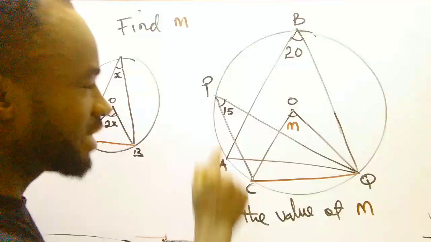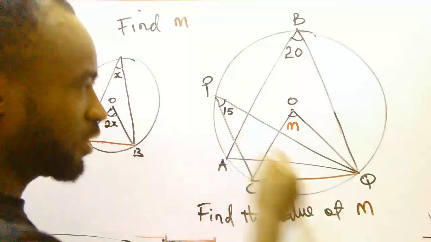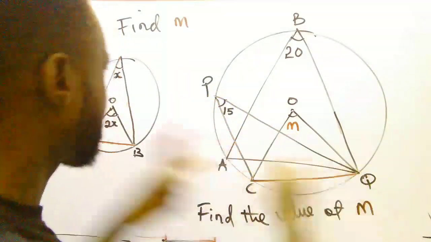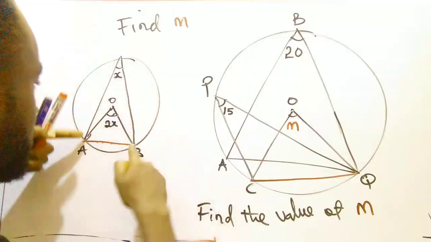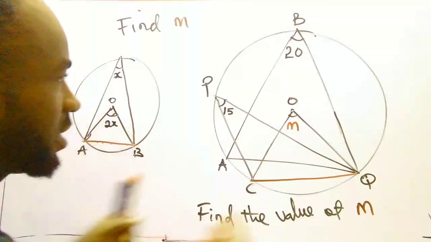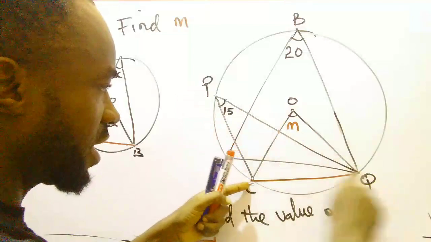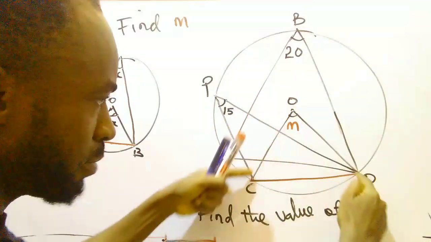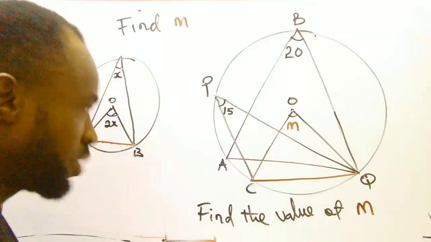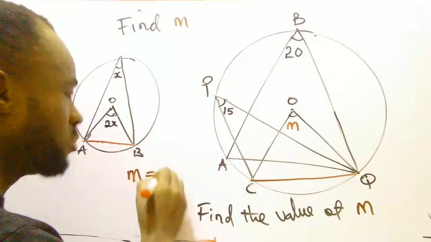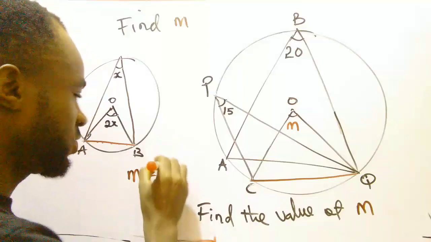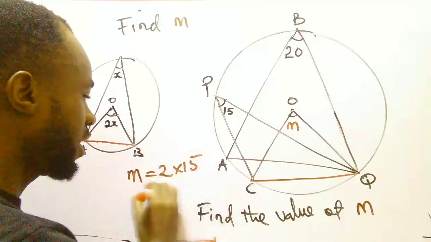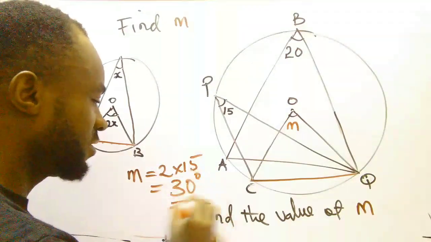It therefore means that the angle at the circumference, because this is the angle at the circumference, just like this one at the circumference, is sharing the same chord with this one, M, at the center. Which means your M will be 2 times the one at the circumference, which is 2 times 15. And our answer is 30 degrees.